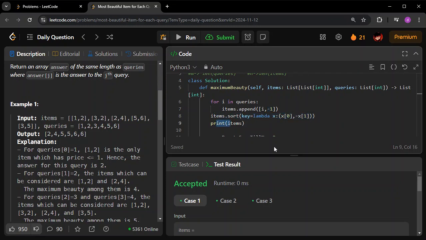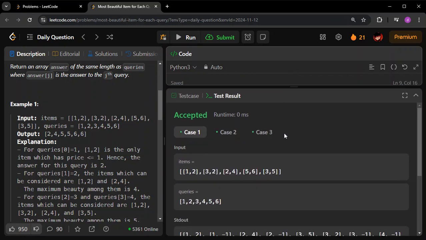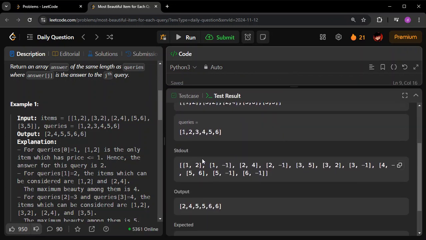So the result we're seeing now is basically from this print statement after the sort. Just see what is happening. Let us say these two have the same price, one and one. This one is inserted by me, this is already existing. Whenever the price is the same, the items will be arranged in such a way that the item with the highest beautifulness will come first. That's what I'm trying to tell you.